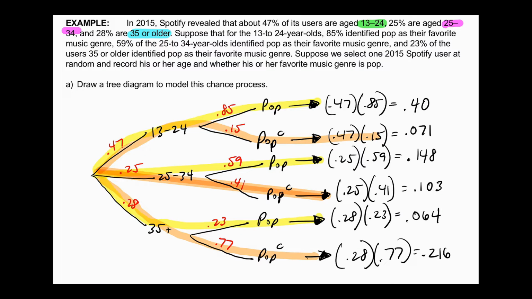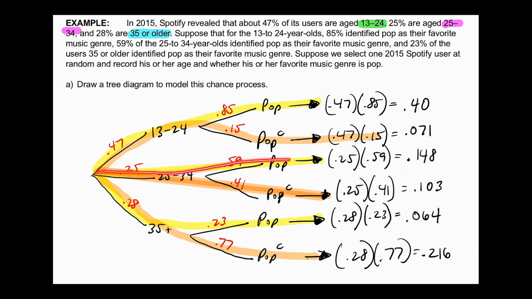Okay, so yesterday when we left off, we made this, right? That's what we made. This is the tree diagram for this problem. So you can see the top. For a person who's 13 to 24 who likes pop, 40% chance. For a person who's 13 to 24 years old whose preferred music isn't pop, it's 0.07, and so on and so forth, right?